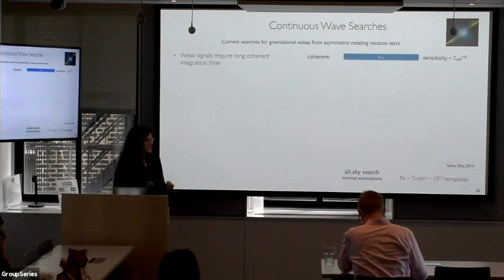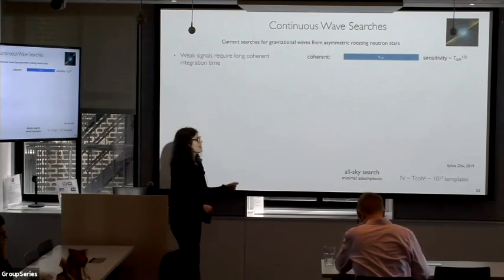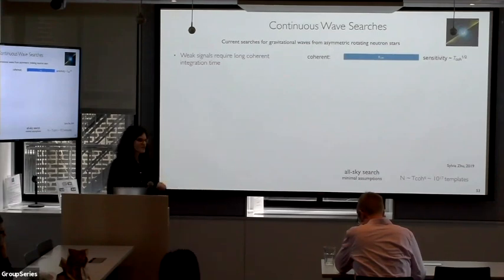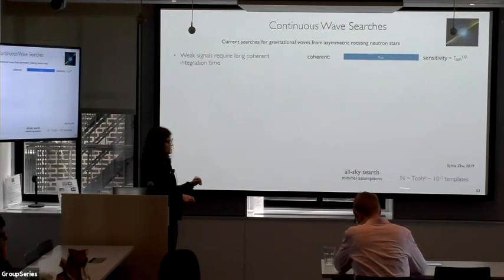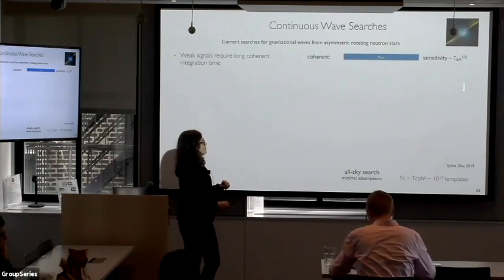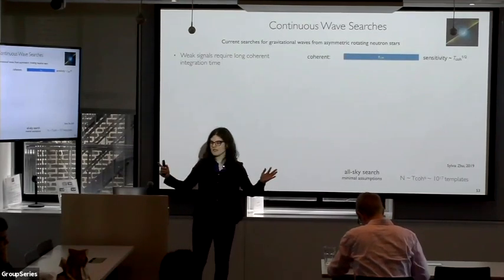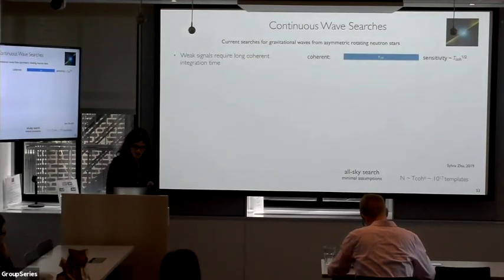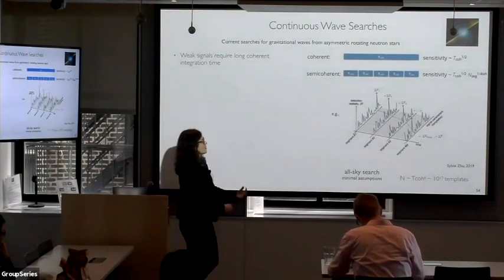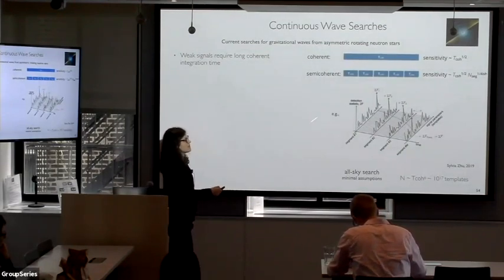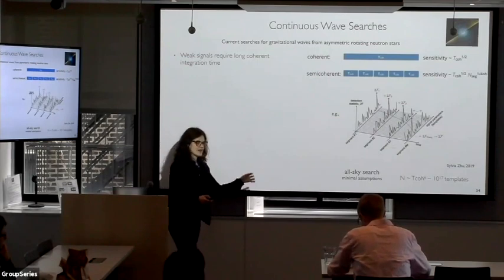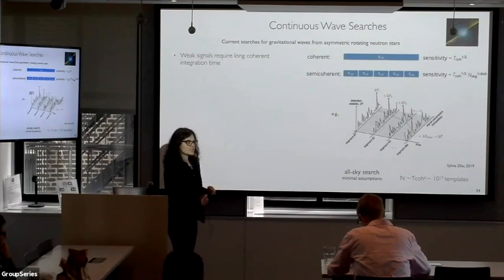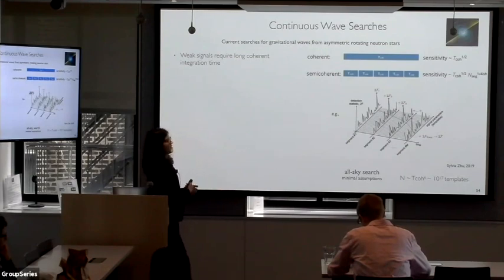Now the problem is that the number of templates you have to search as you increase your coherence time actually scales as the 6th power, depending on the search, plus or minus 1, of the coherence time. So if you're trying to do a blind search for all of the black holes in the galaxy, you need to scan over 10 to the 17 templates. That's not computationally feasible, and what's usually done is a semi-coherent search where you split up the long coherence time into many chunks, and you integrate each one separately, and then you add them together incoherently. This, of course, reduces the sensitivity of the search, but it makes it computationally feasible.